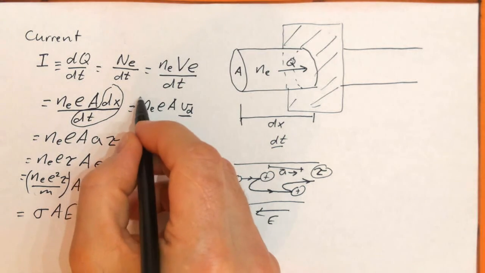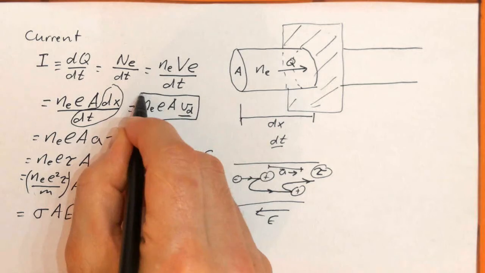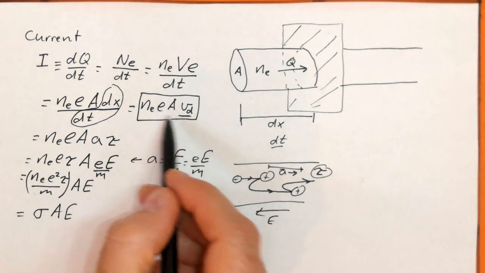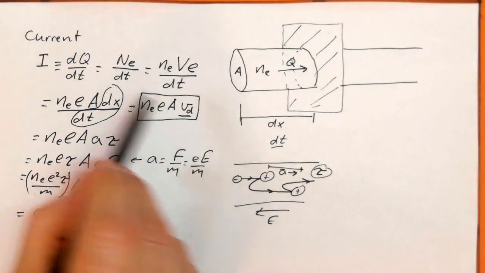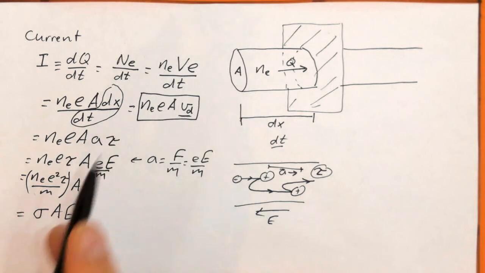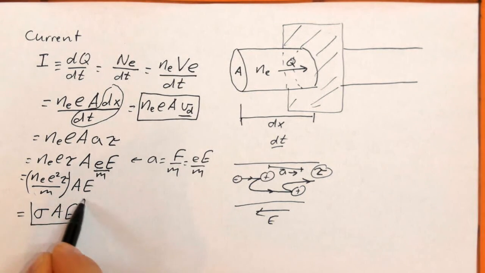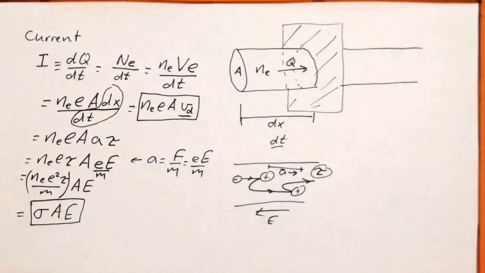One really convenient way is this way, because we can relate the current to the drift speed. Okay, this is another really convenient way to do it. Now there's one more really convenient way, and that is remembering what caused this electric field. Well, it was a battery or some potential source.